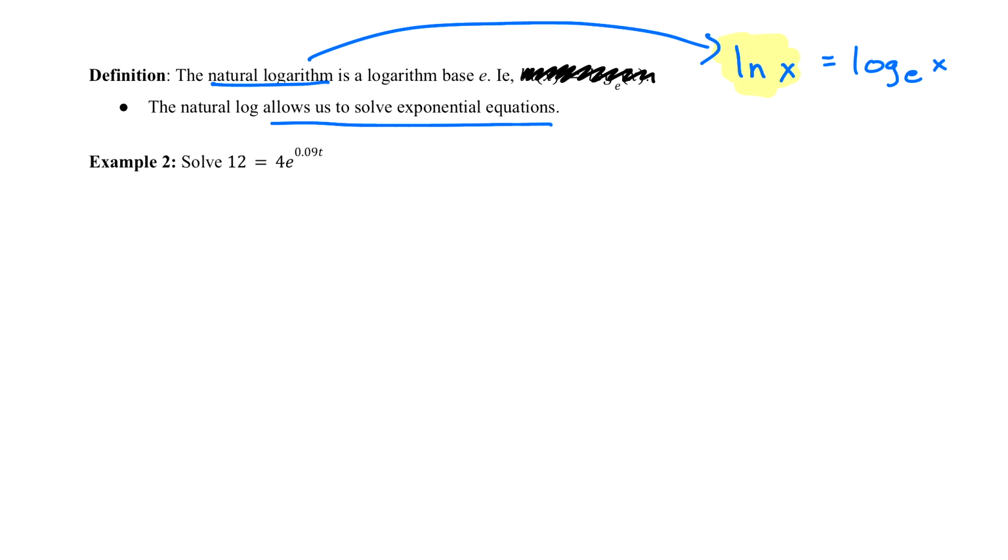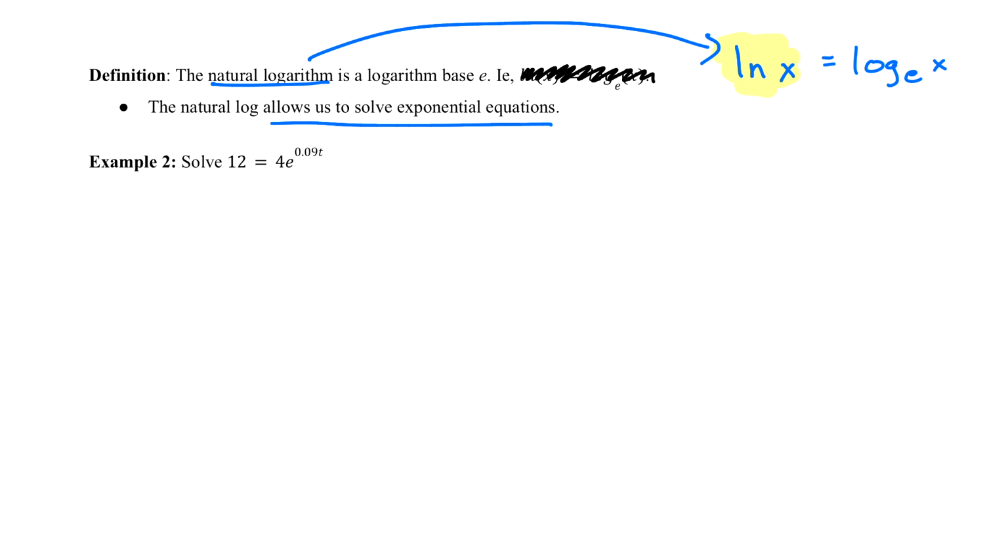If I have the equation 12 equals 4 times e to the 0.09t, if I want to solve this equation, the thing that makes this an exponential equation, first of all, is that my variable t lives in the exponent of some number, and that number happens to be e here. So if my variable lives in the exponent of some number, I'm going to have to use a logarithm of some kind to solve this equation. But before I can do that, I want to get that e to the 0.09t by itself first.